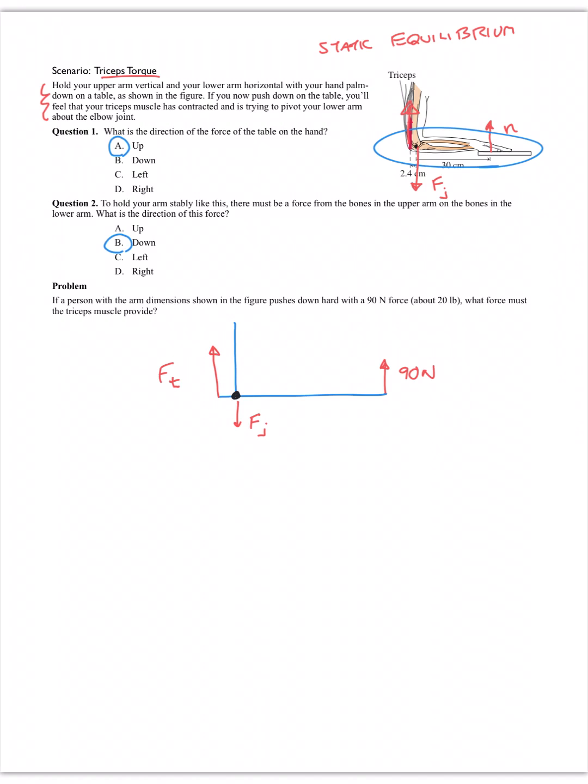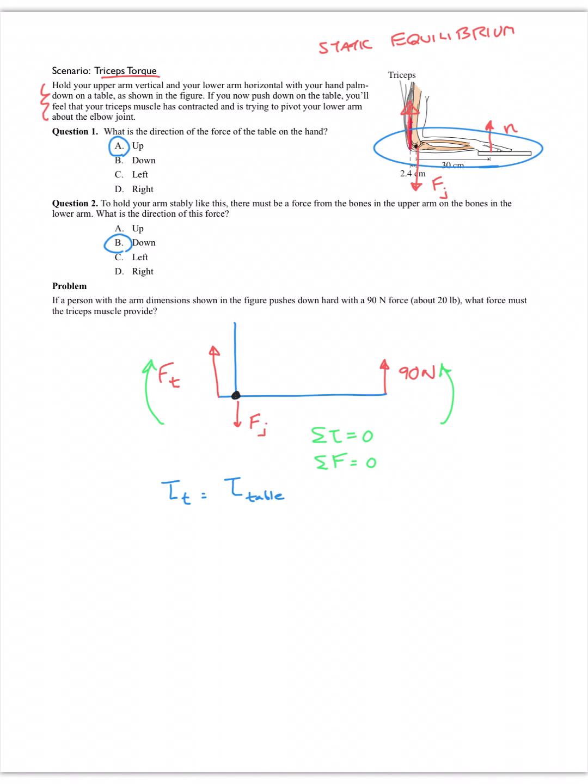So this looks like a situation where the sum of the torques is equal to 0 and the sum of the forces is equal to 0. But I only really need to do the torques. And I'm going to say this. The triceps torque is rotating the arm this way. The force from the table is rotating the arm this way. And so I'm going to say the torque of the triceps is equal to the torque of the table, which I'm going to write out. So those two torques are going to be equal.